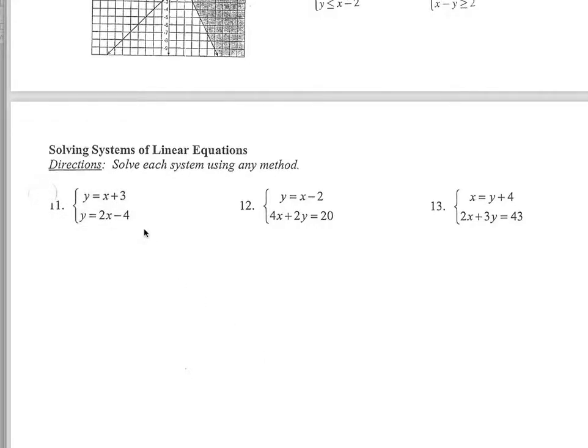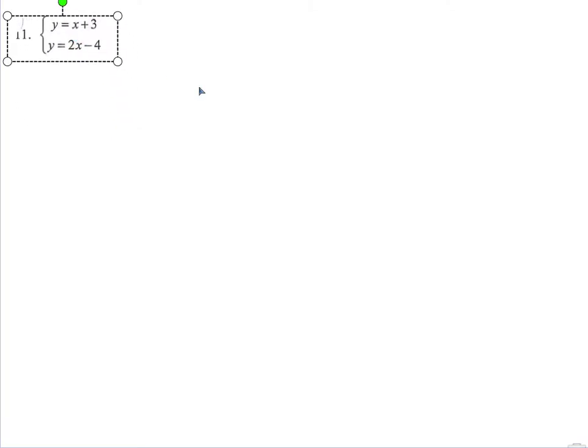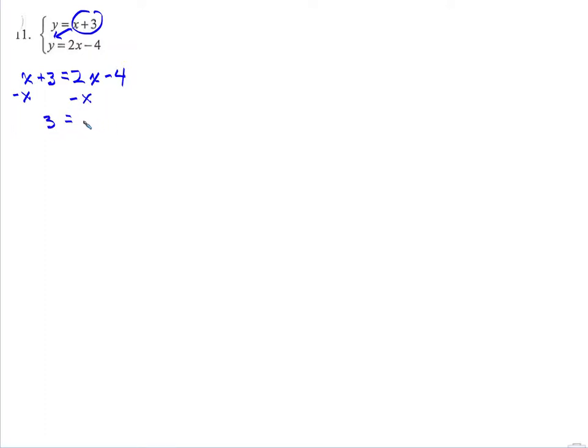All right, number 11. I might be able to fit multiple of these on the same slide. We'll see. If I have y equals something and y equals something else, go ahead and set these equal to each other. Sub in this whole thing for the y value, because this is y. Plug it in for y and you get x plus 3 is equal to 2x minus 4. You set them equal to each other. Once you have that, go ahead and solve. I'm going to subtract x, and 3 is equal to x minus 4, add 4, and x is equal to 7.